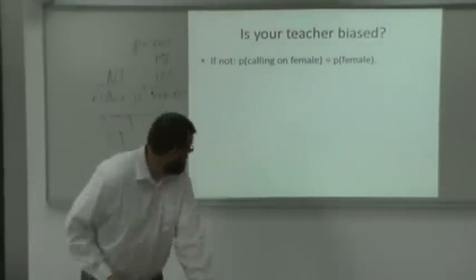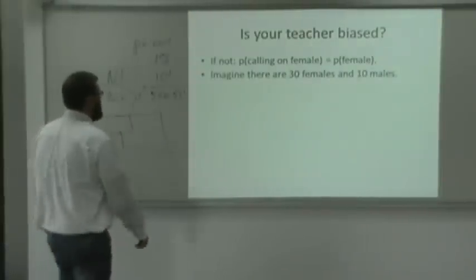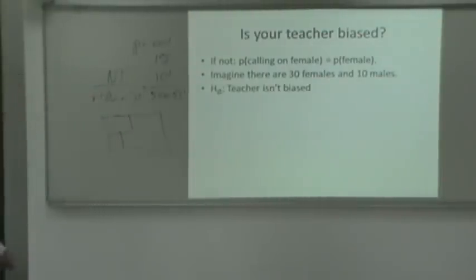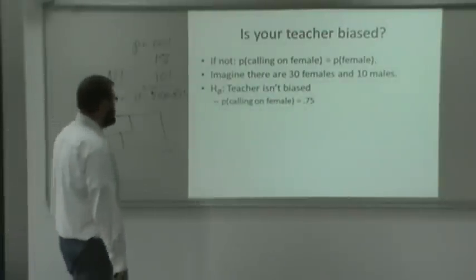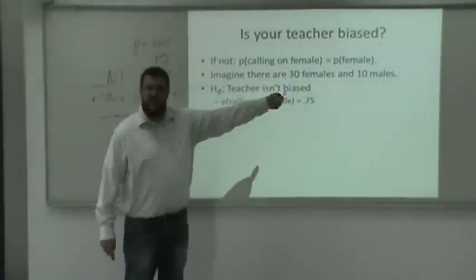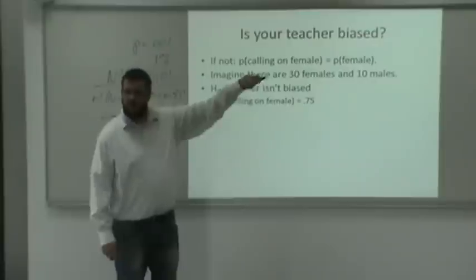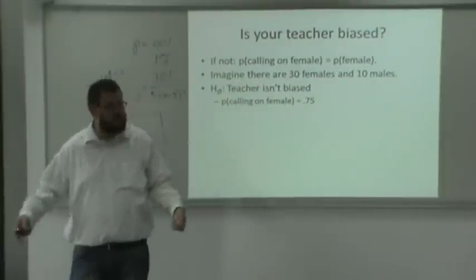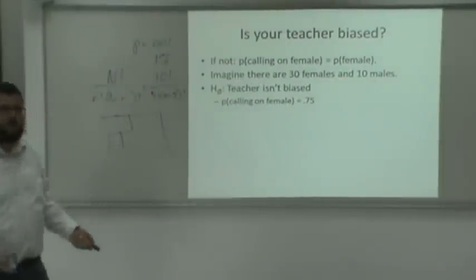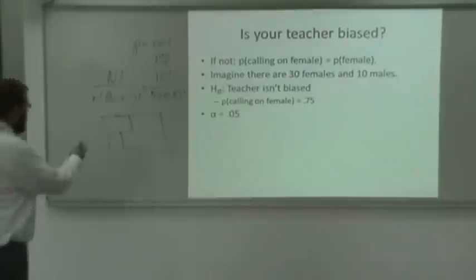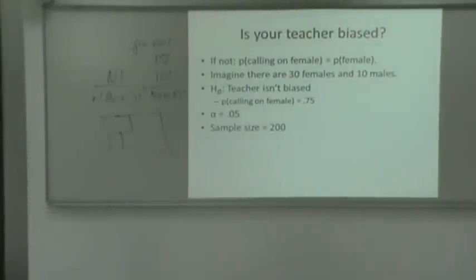Right? So, imagine that there are 30 females and 10 males. The null hypothesis would be that the teacher isn't biased. Right? Probability of calling on a female for this should be 75%. Right? There are 30 females, there are 40 total students. It's 3/4, just 0.75. Right? Alpha, okay, it's 0.05. Say sample size is 200.